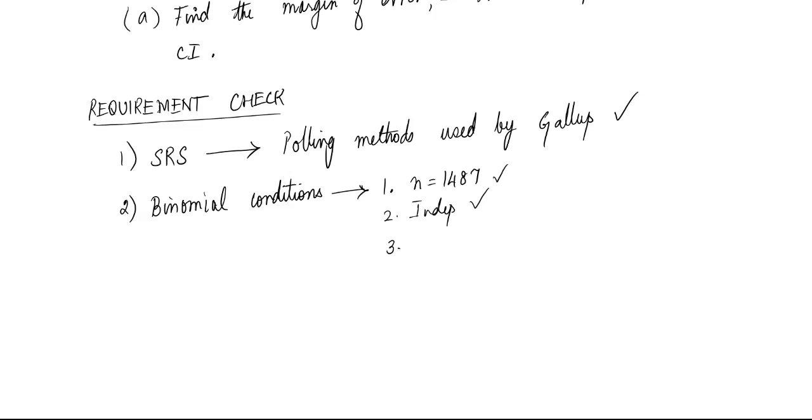The third one is 2 outcomes. What are the 2 outcomes? FB page or no FB page. These are the 2 outcomes. So we got that as well. Nothing else was the focus of this survey. And 4, the probability remains constant because the probability of having a Facebook page is fixed for a given point in time, right?